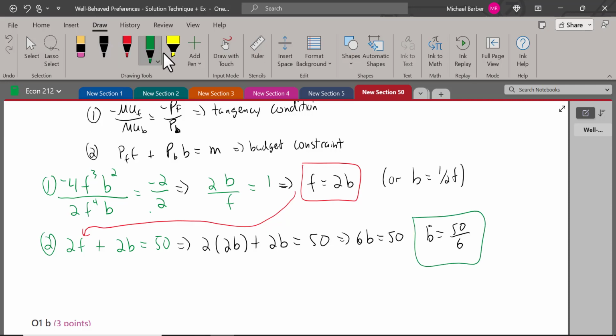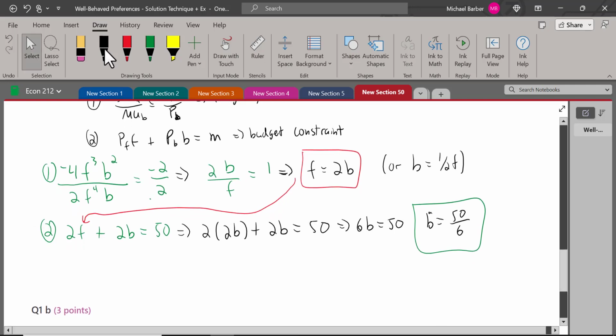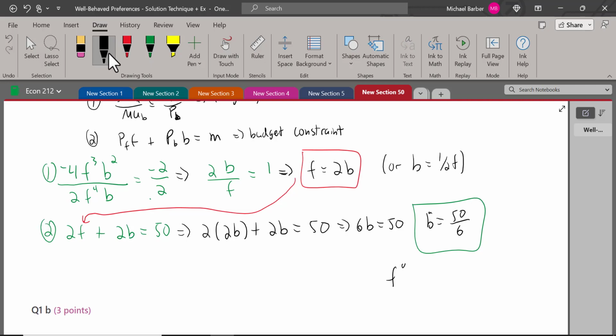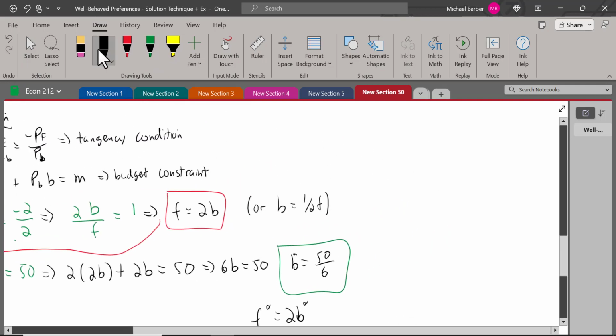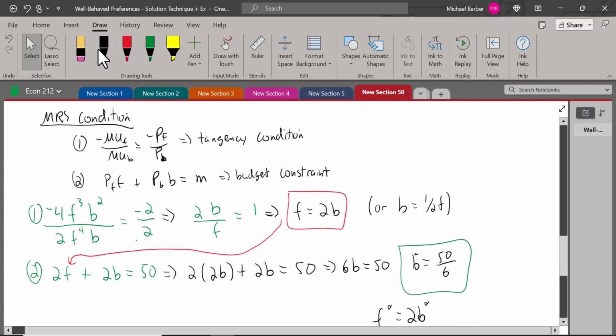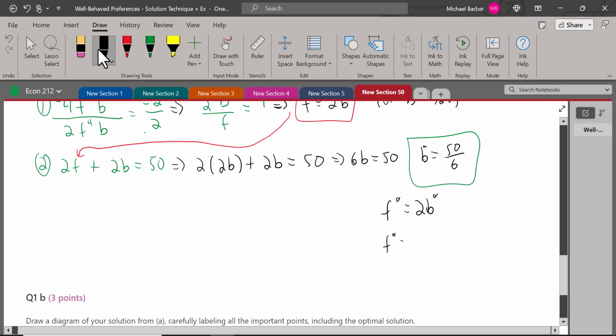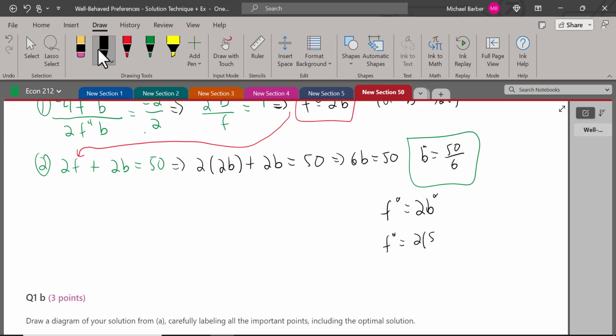I'll put green around it to show it's an answer. And we also know that f star is just 2 times b. So right away we can figure out what f star is. Just going to give myself a little bit more room. So in that case, f star, sorry, touchscreen is a little bit off. So now our f star is equal to 50 over 6 times 2, which is just 50 over 3. So this is our solution. This is our optimal solution, and you'd get the solution whether you use Lagrangian, unconstrained, or this MRS condition kind of technique.